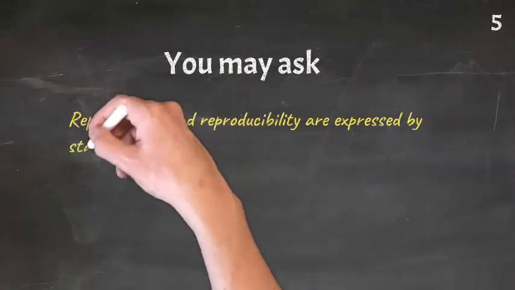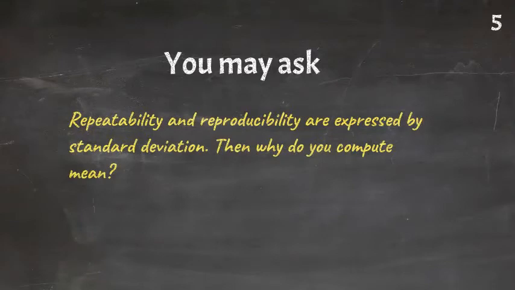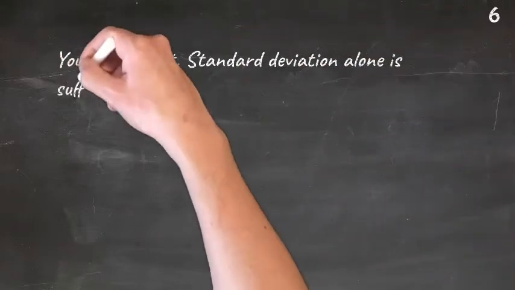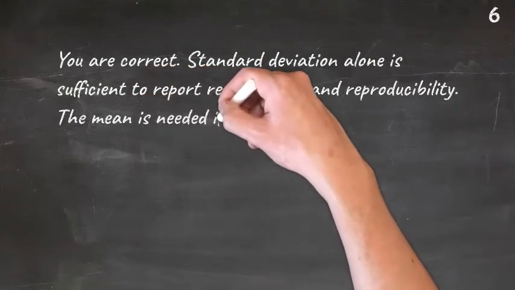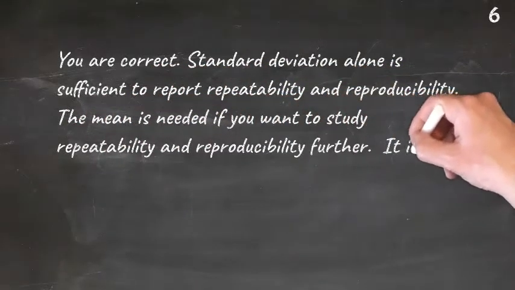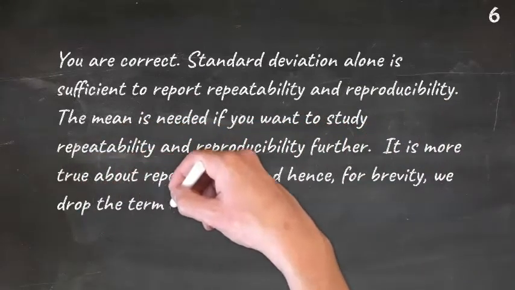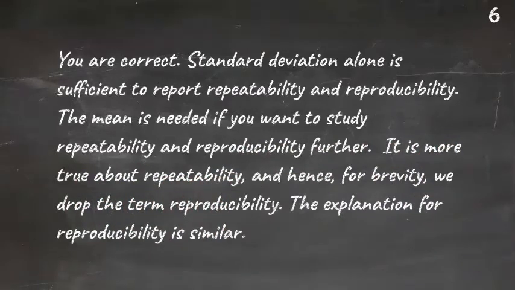Repeatability and reproducibility are expressed by standard deviation. Then why do you compute mean? You are correct. Standard deviation alone is sufficient to report repeatability and reproducibility. The mean is needed if you want to study repeatability and reproducibility further. It is more true about repeatability, and hence, for brevity, we drop the term reproducibility. The explanation for reproducibility is similar.